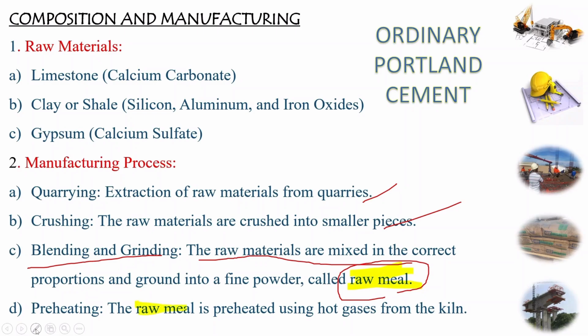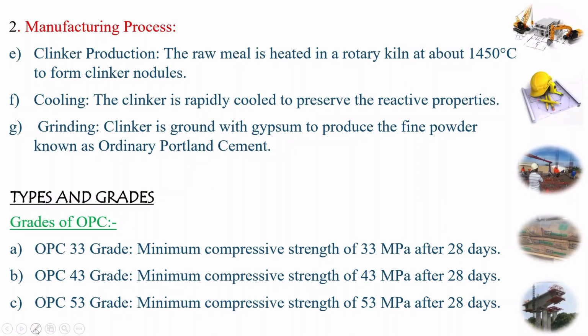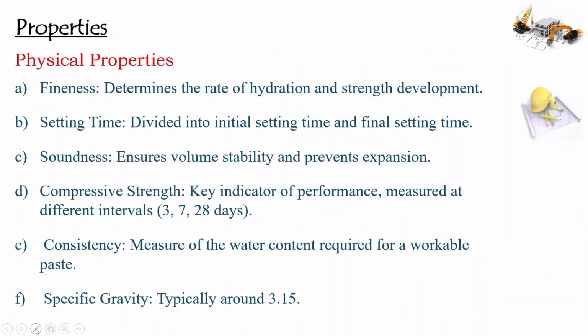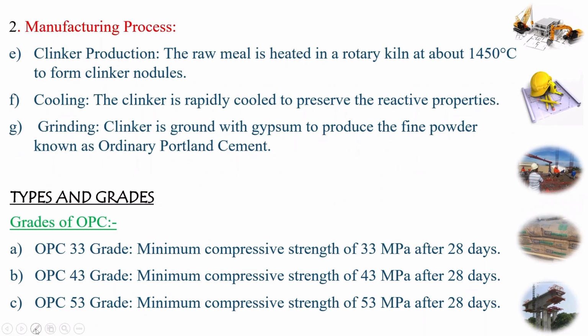Then we have clinker production. The raw meal is heated in a rotary kiln at about 1450 degrees centigrade to form clinker nodules. Then these clinker nodules are rapidly cooled to preserve the reactive properties. The reactive properties of the composition of the OPC are preserved by rapidly cooling it from 1450 degrees centigrade. Then the final step is grinding, which means the clinker is ground with gypsum to produce the fine powder known as ordinary Portland cement. So the final ordinary Portland cement is now formed.